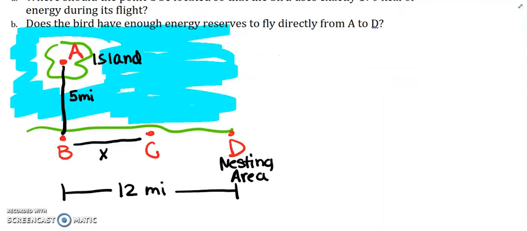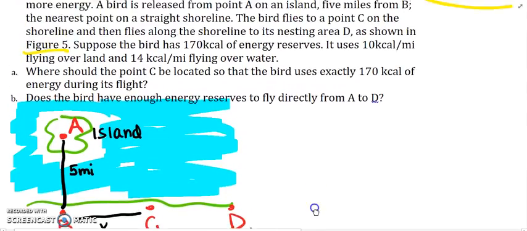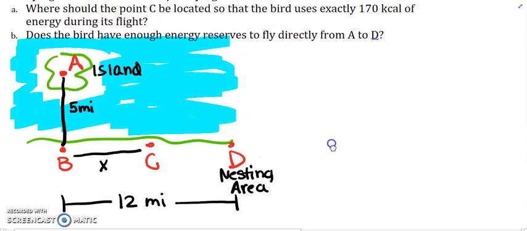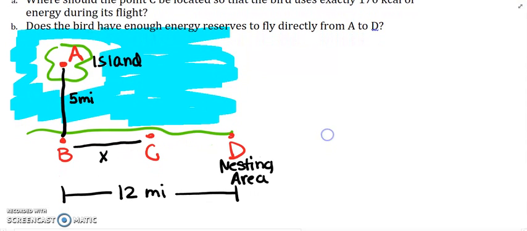Okay, here's your lovely picture. You would be given this, so don't worry about that, but hopefully you could draw it. If you scroll back up, it said they were 5 miles from the island to the shoreline and then 12 miles from B to D. And so what the bird did was it flew this way and then flew this way. So we knew it flew a diagonal here, and then it also flew this way. And it tells us several things.